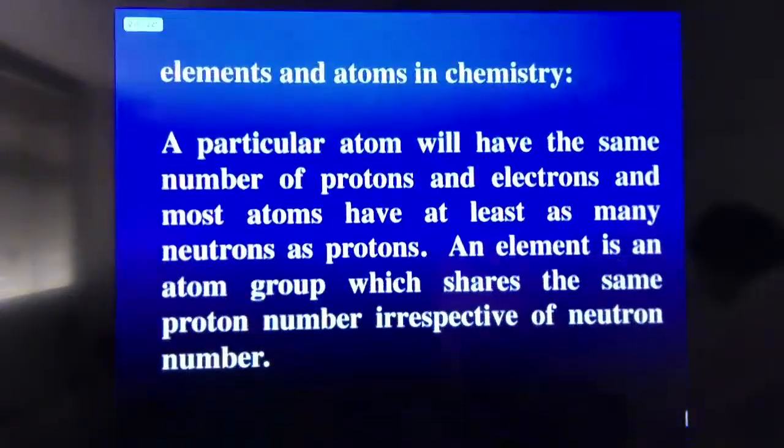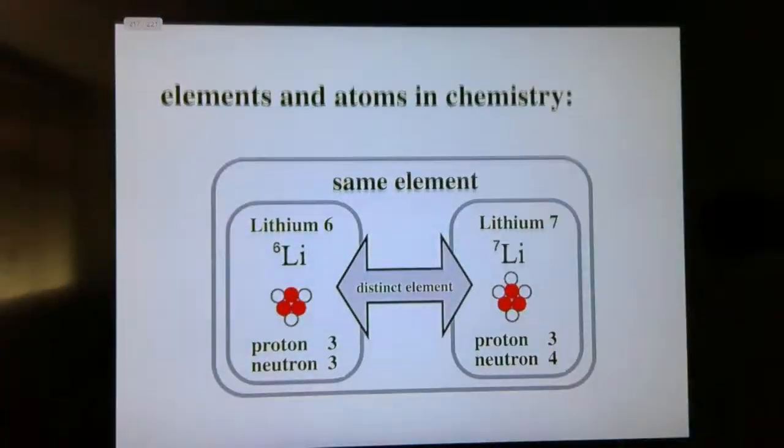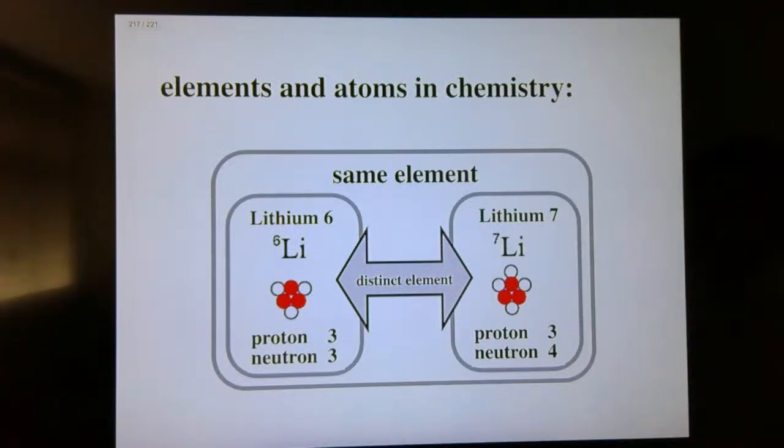I prefer the second one, this one. An element is an atom group which shares the same proton number irrespective of neutron number. So in chemistry or in science, what is an element and what is an atom? You have already learned the difference of elements and atoms, something like this.